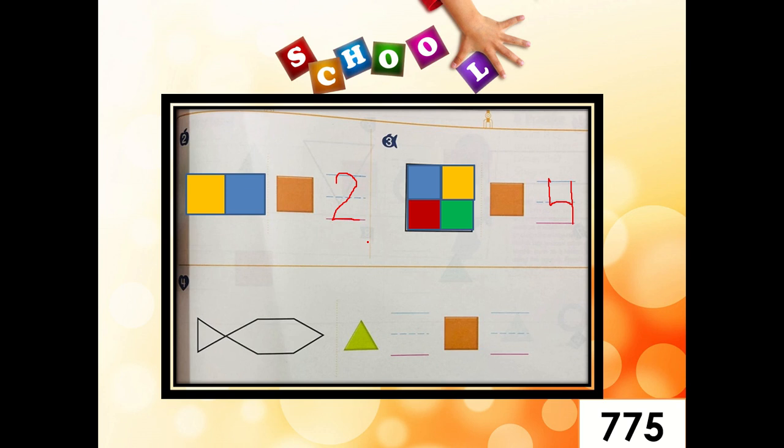For number 4 KG, we will use this pattern block, the triangle and the square, to create a fish. Then, we will write the number that tells how many of each pattern block you use. Let's have the triangle first. 1, 2, 3. How many triangles? Yes, 3. How about the square? Yes. How many again? 1. Very good, KG. Again, these are the pattern blocks and this is the fish.